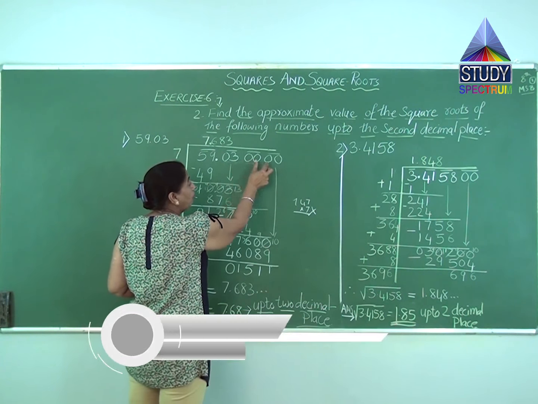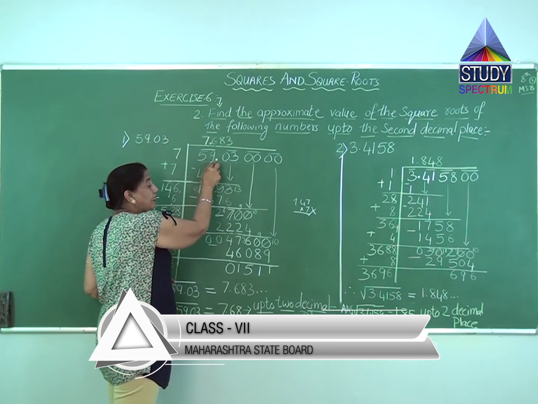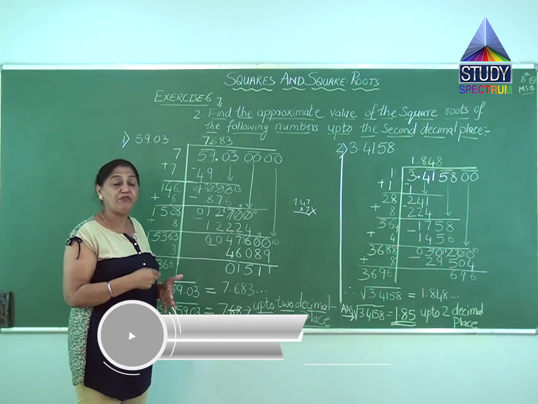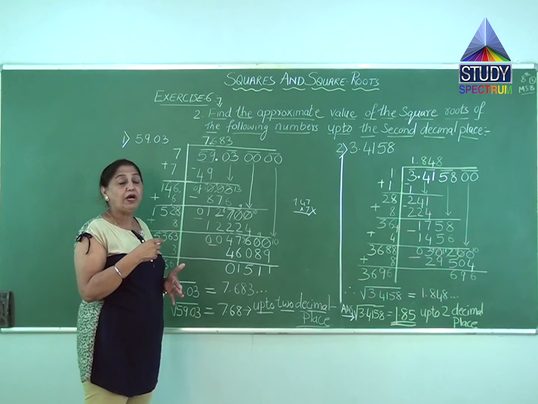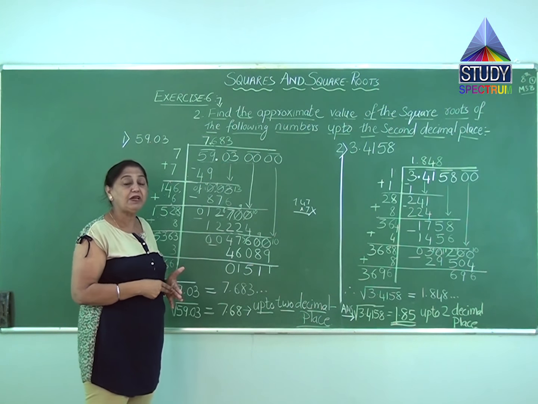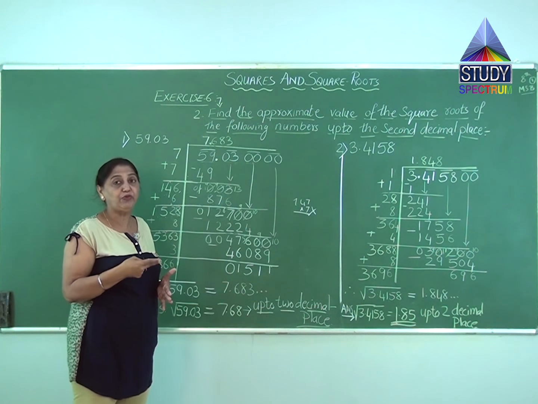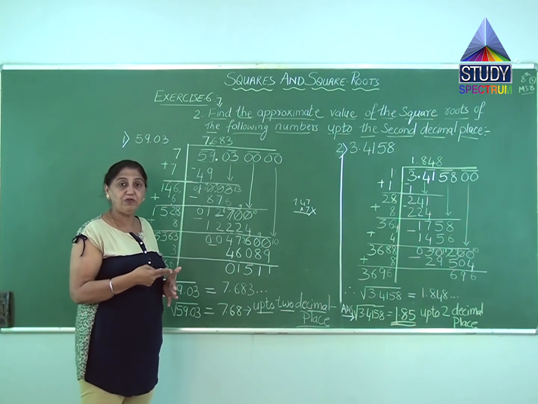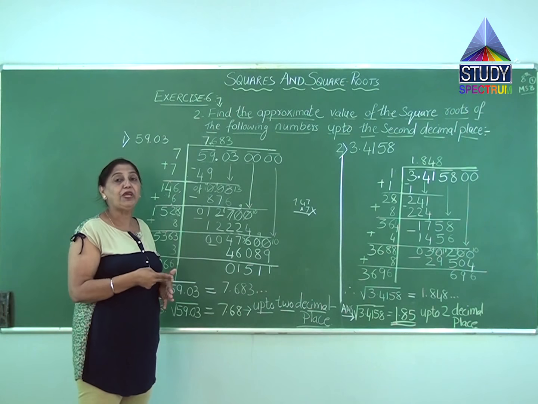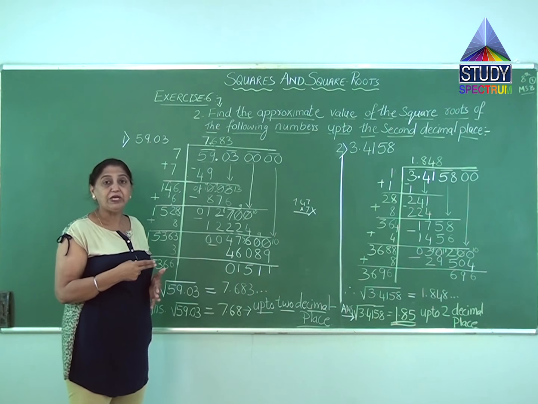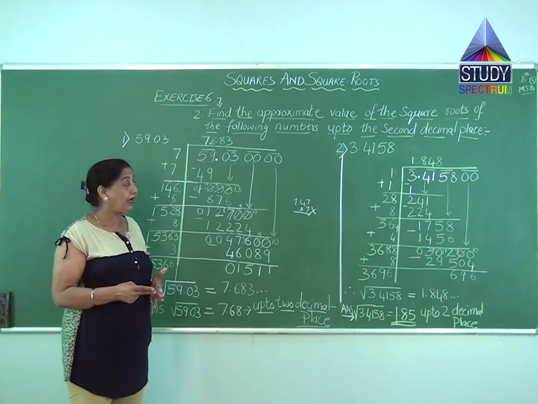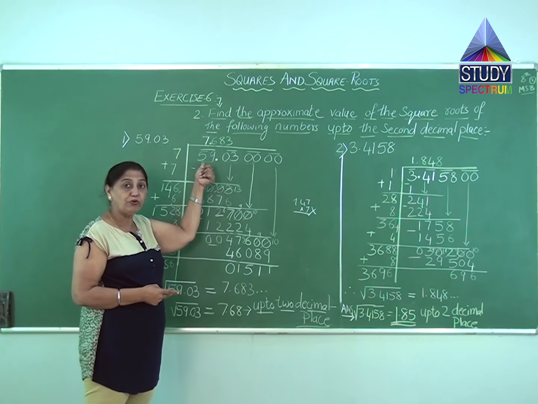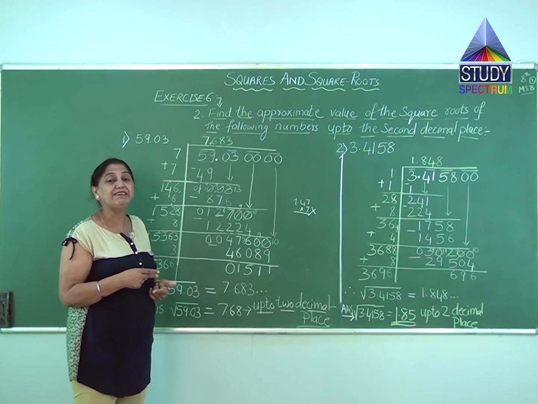Right? Now the next step is what? The first number I will consider is 59. So I have to find a number whose square is near to 59. As you all know, the square of 7 is 49 and the square of 8 is 64. So we can't take 8 square. Why? Because 64 is more than 59. So we will take 7.